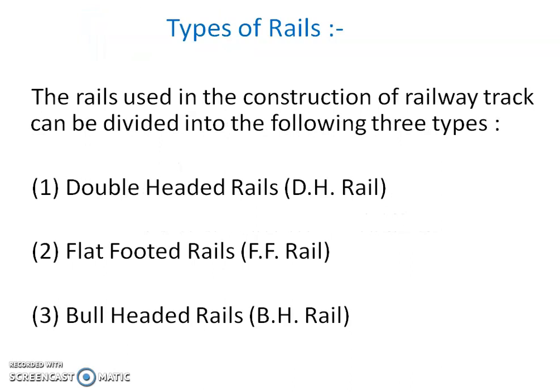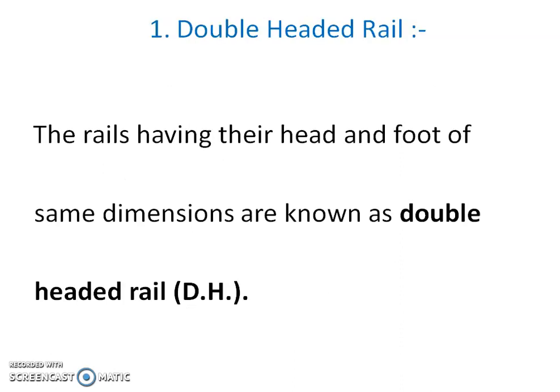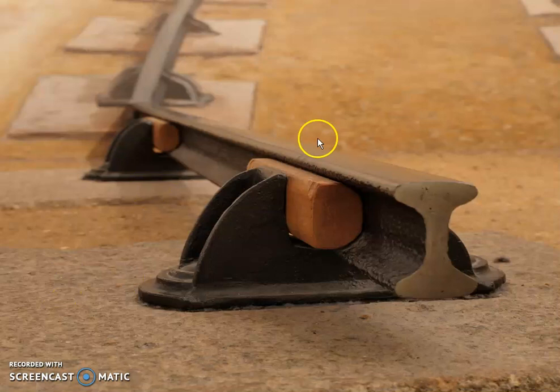There are different types of rails: double-headed, flat-footed and bull-headed, based upon the shape of the rail. When you see the cross section of a rail, it will be in the shape of an I section, where we will have a top flange, bottom flange, and the middle portion is the web. When the rail has the head and the foot of the same dimension, we call it a double-headed rail. So this is the picture showing the double-headed rail.